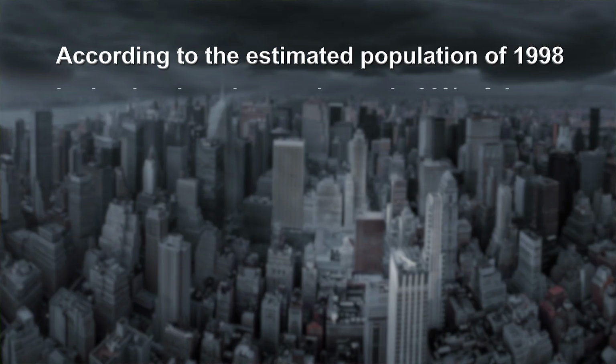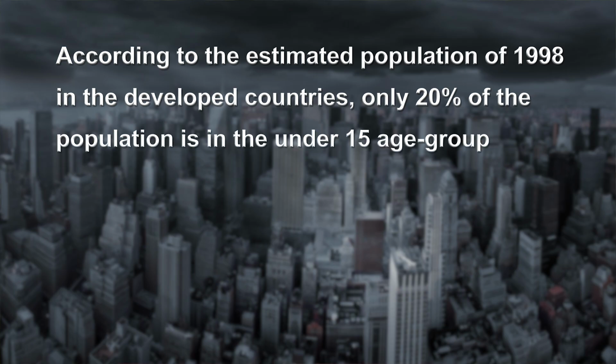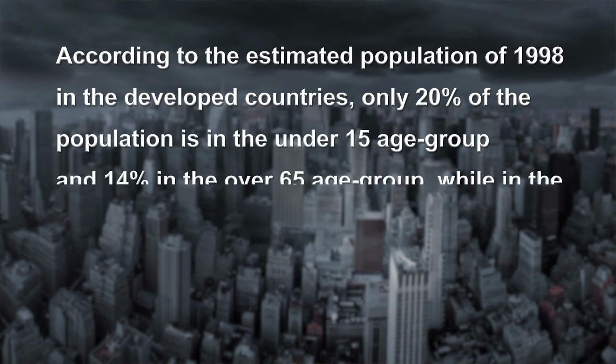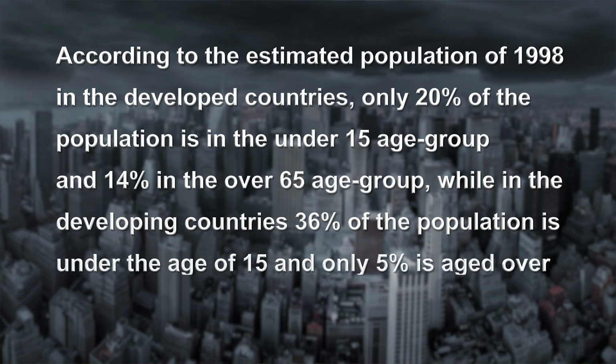There are also striking variations in the population composition of the developing and the developed world. According to the estimated population of 1998, in the developed countries, only 20% of the population is in the under 15 age group and 14% in the over 65 age group, while in the developing countries 36% of the population is under the age of 15 and only 5% is aged over 60 years.